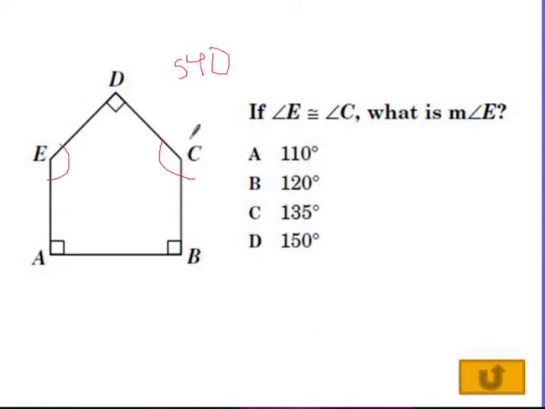If this was regular, I could take 540 and divide it by 5, but since it's not regular, I need to take these measures that I know and subtract those. So 540 minus 90, minus another 90, and minus one more. After I subtract those 90s, I get 270. Then if these two are equal, all I need to do is divide that by 2, and we get 135.